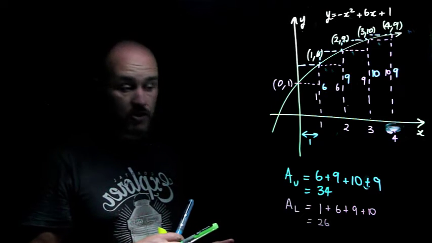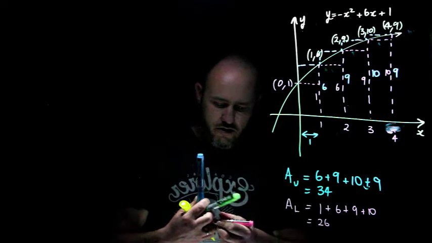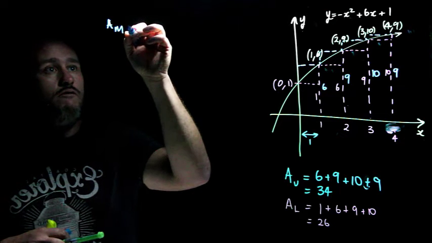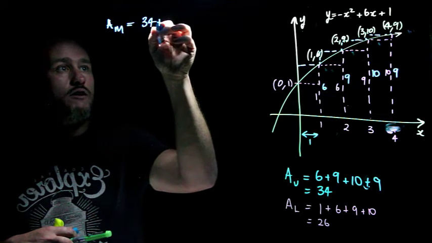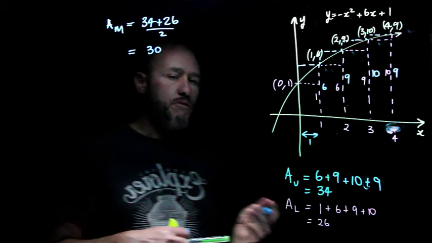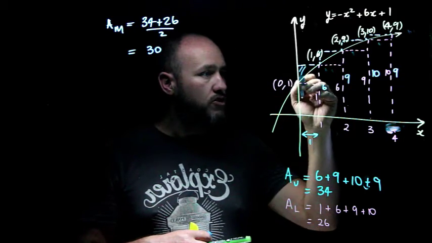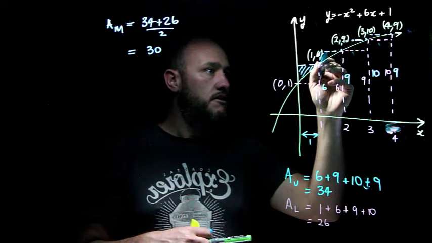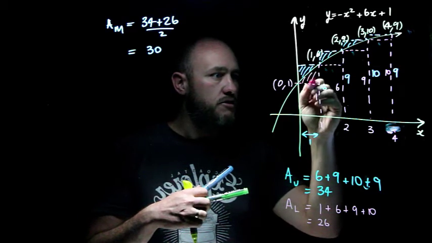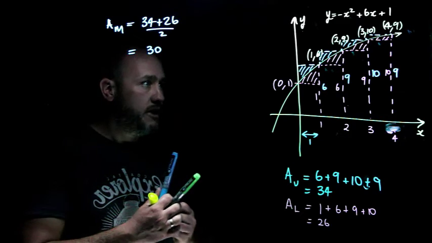So you could reasonably suggest that maybe a good approximation would be an average of these two. And so my average, which is sometimes referred to as my middle rectangle, would be 34 plus 26 over 2, which is equal to 30. So that would be a fairly good approximation, certainly better than 34 and 26, because we can see the 34 approximation includes all these overestimates here, here, here, and the 26 approximation includes all these underestimates here, here. So actually, by suggesting an average, it's probably going to help us out a lot.